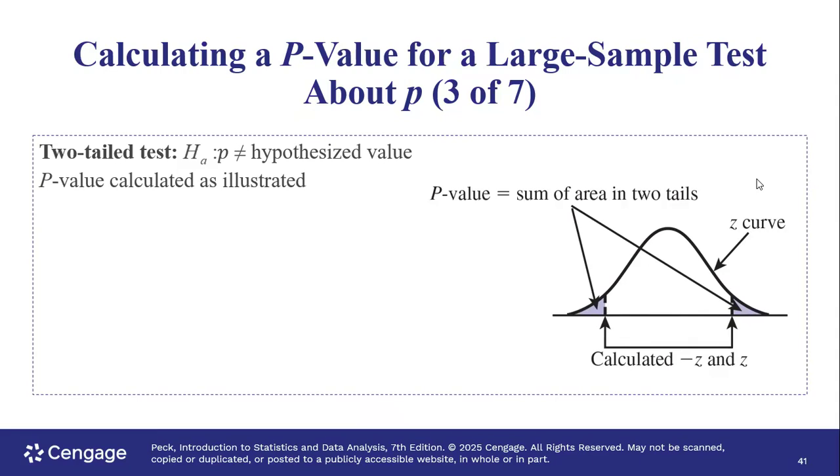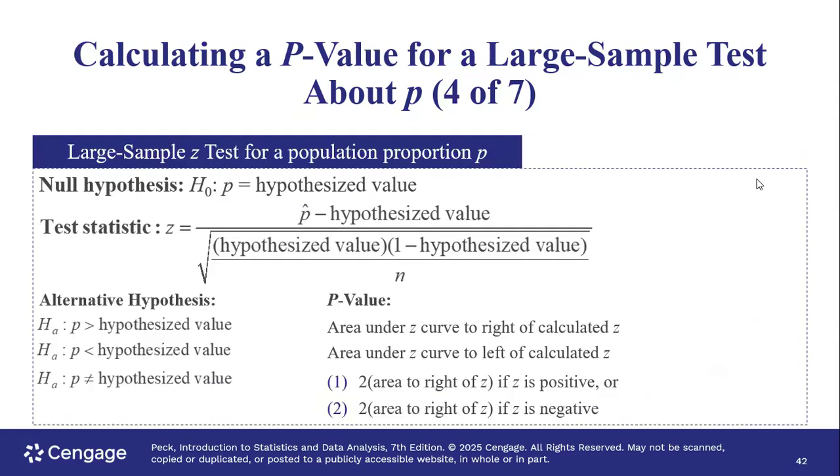Depending on which tail the test statistic falls in, if it is in the right tail, we find the area to the right of the test statistic and multiply it by 2 to get the p-value. If the test statistic falls in the left tail, we find the area to the left of the test statistic and multiply it by 2.